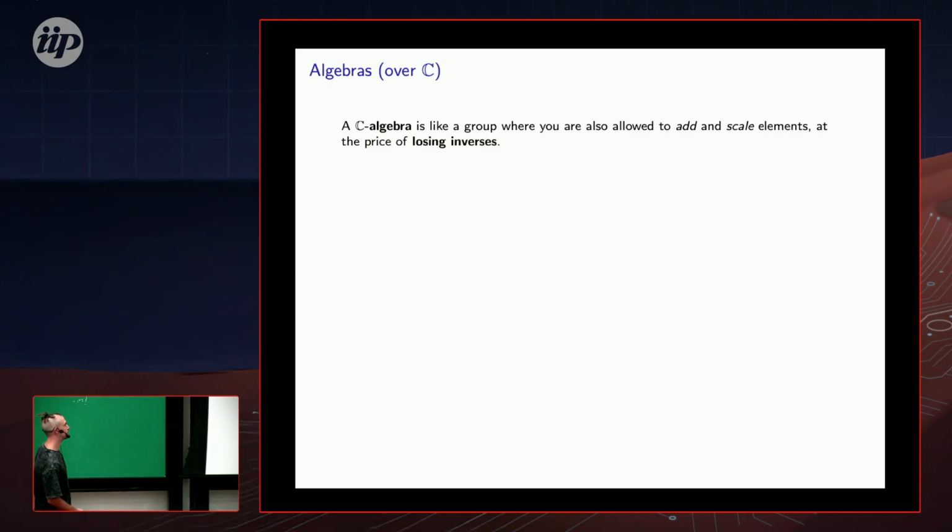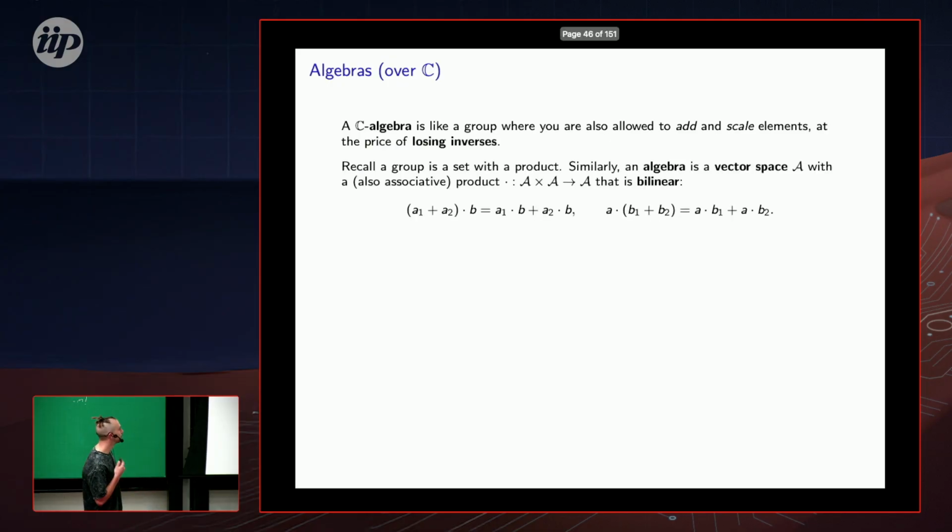Okay, let's define algebras, or C* algebras. It's a similar idea to a group, right? But now, instead of having a set, you have a vector space. And because it's a vector space, you're allowed to add elements. A group is a set, so you cannot add group elements. You can multiply them. Here, you have a vector space, so besides multiplication, you also have addition, and you have scaling and linear combinations. The price to pay is that you lose inverses.